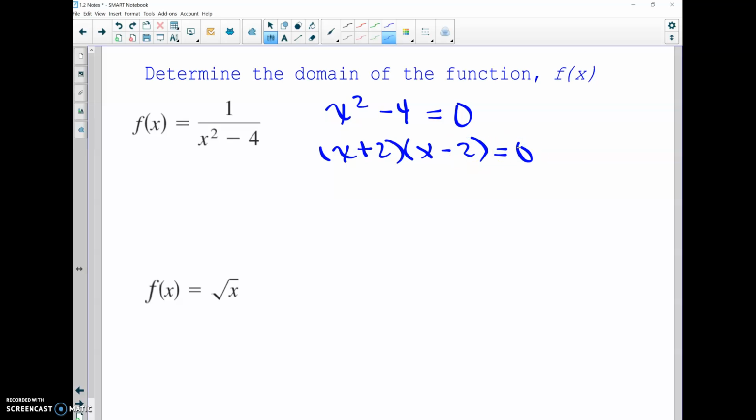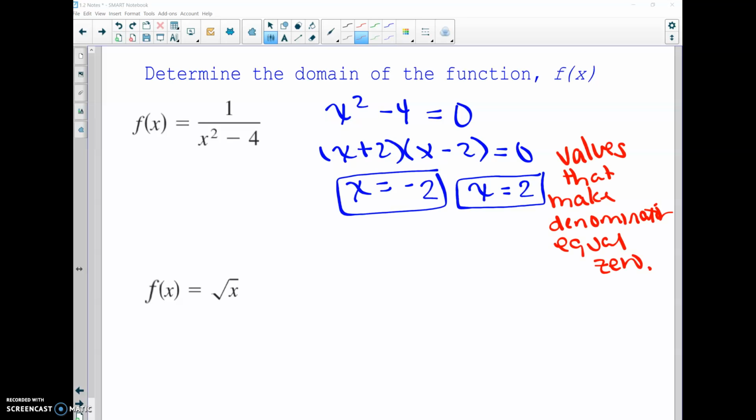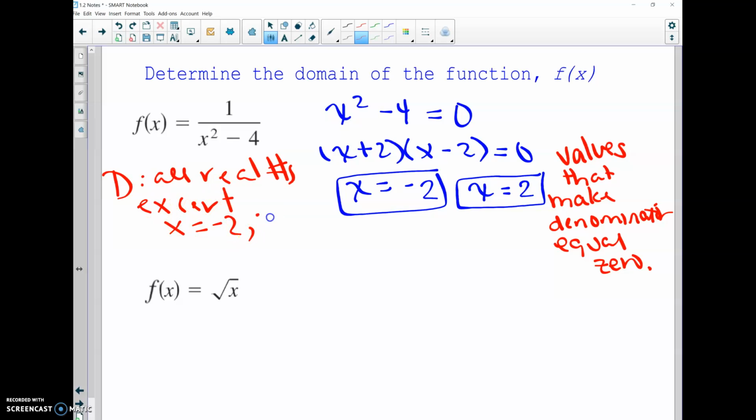So what values of x would make the denominator equal to 0? If you said negative 2 and positive 2, you are correct. So over here, your domain would be all real numbers except when x equals negative 2 and positive 2. And my handwriting is atrocious here. My apologies. All real numbers except negative 2 and positive 2.